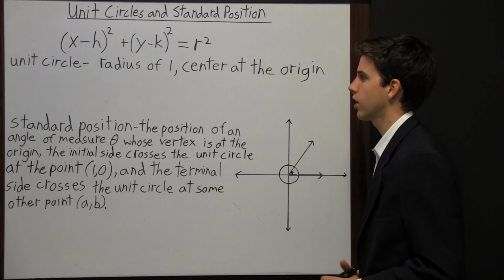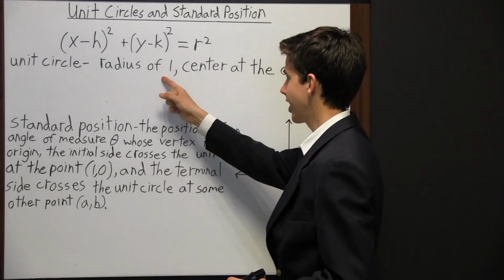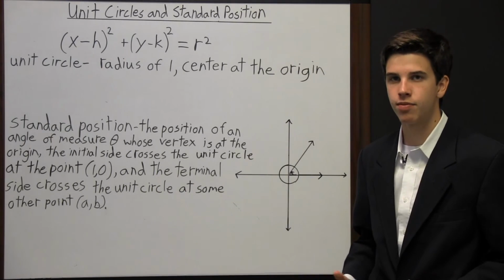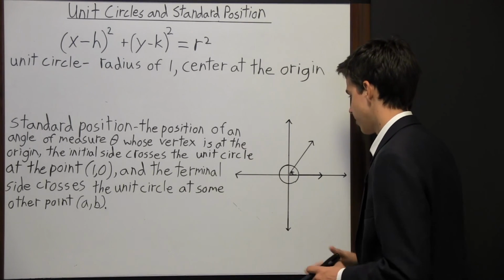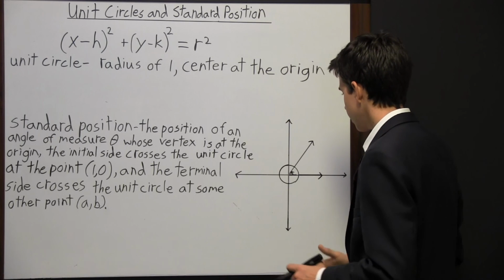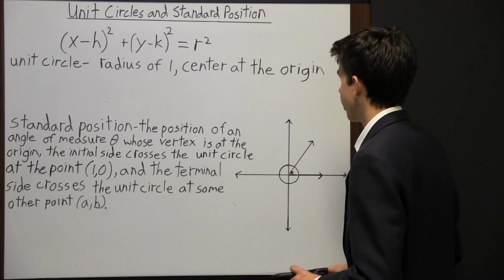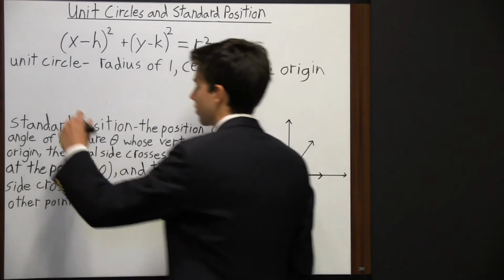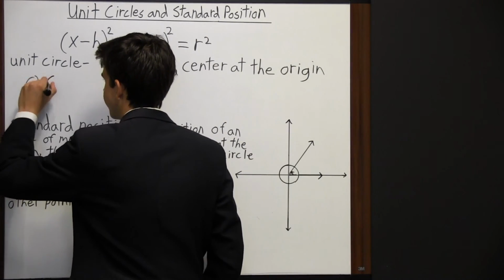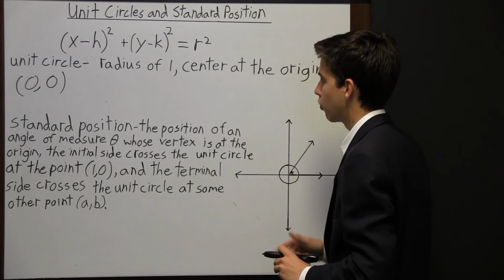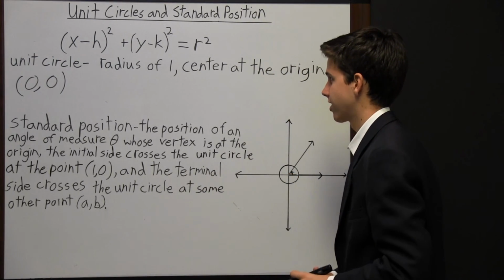Now, we have something called a unit circle, which has a radius of 1, and the center is at the origin. The origin is where the x-axis meets the y-axis, which is right there, the center of the coordinate plane. And so the coordinates for the origin are 0, 0, because it's at point 0 on the x-axis and point 0 on the y-axis.